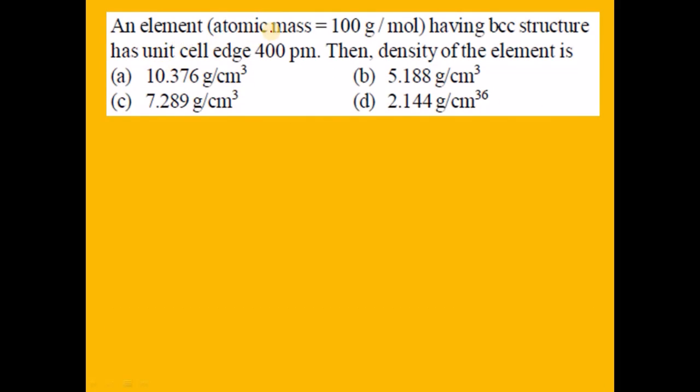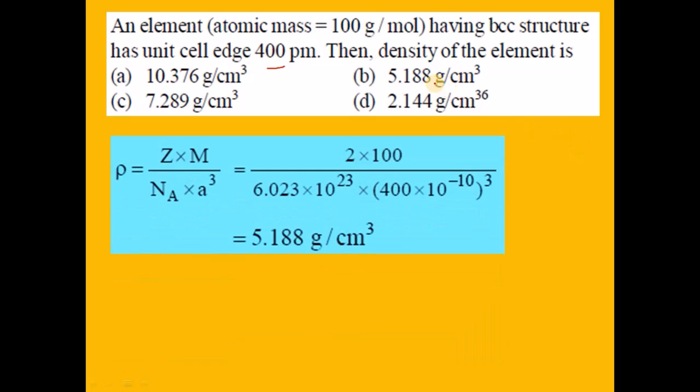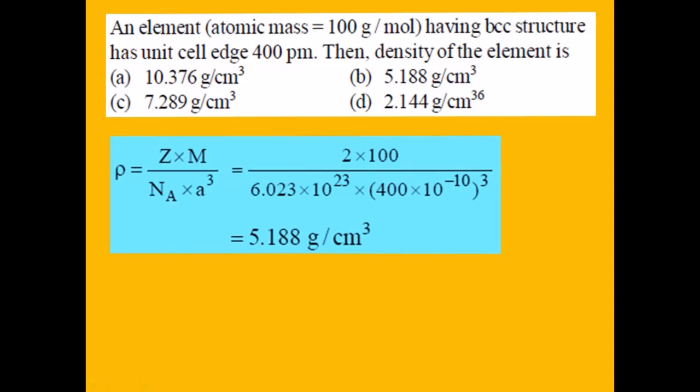Next question. An element of atomic mass 100 grams per mole having BCC structure has unit edge length 400 picometers. What is the density of this element? Like the previous problem, we have the density formula: D is equal to Zm by N into a cube, or rho. The Z value according to BCC is 2. So 2 into molar mass 100 by Avogadro number into the edge length 400 into 10 power minus 10 centimeters converted. So upon simplification you got 5.188, which means option B is the right option.